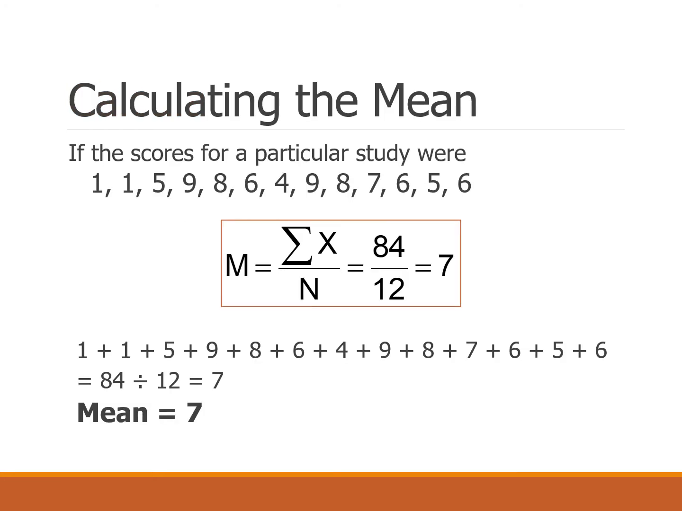To calculate the mean, let's say we have these scores in a particular study. You would add these scores up. The total is 84. You would divide by the number of scores there are, which is 12, and that would give you 7. So the way we would write this is the mean is equal to the sum of the scores divided by N. The sum of the scores is 84, divided by 12 equals 7. The mean is 7. Fairly simple.